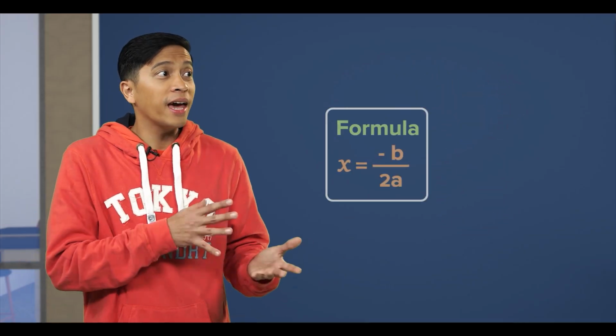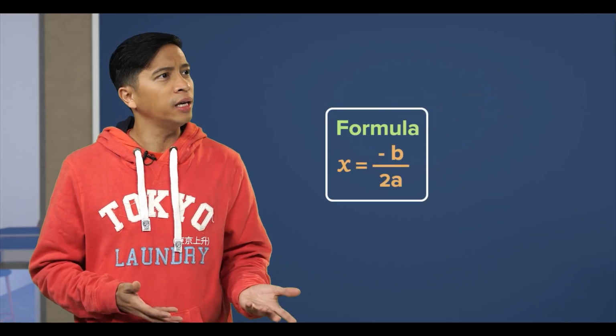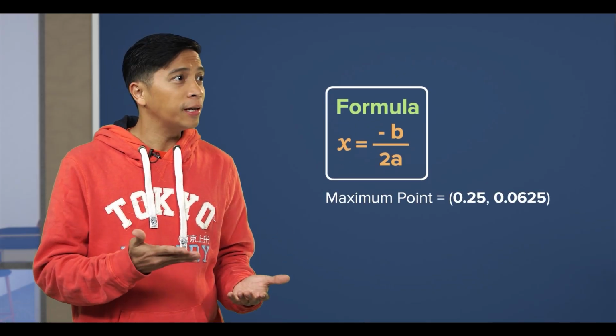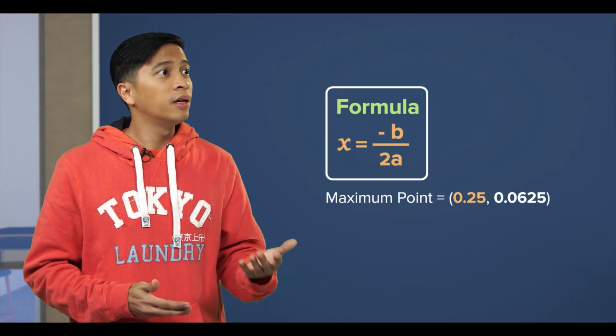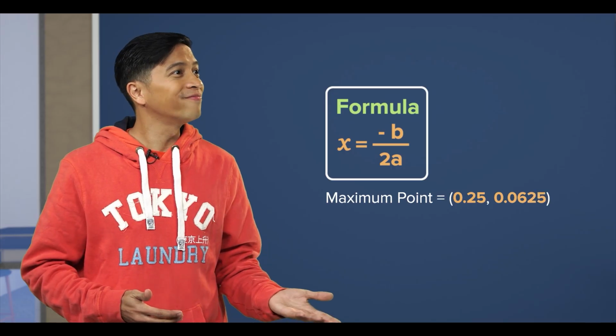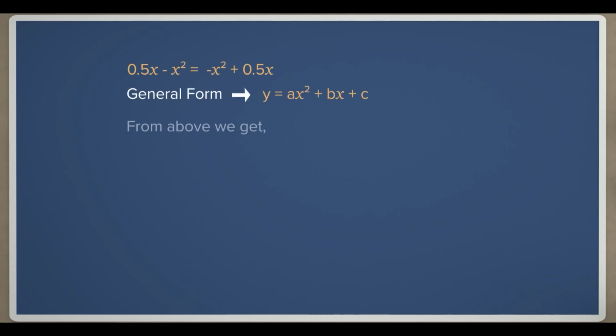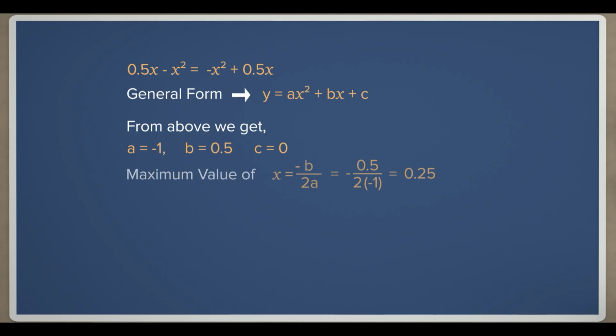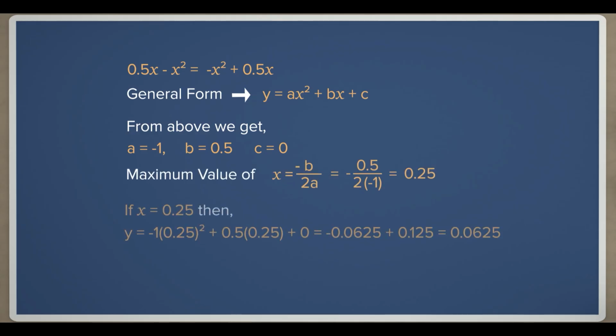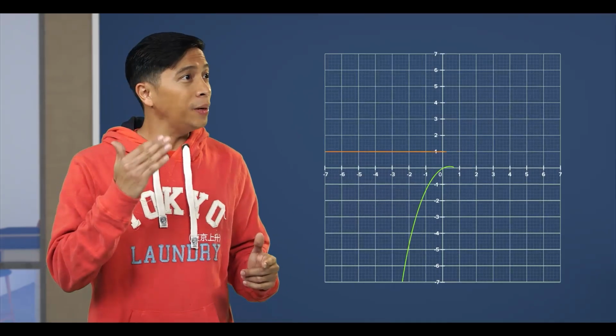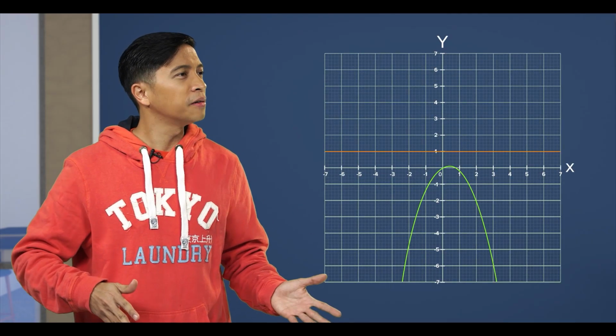Well, actually, this completely makes sense. If we use the formula x equals minus b over 2a, we know that the maximum point is 0.25, 0.0625. So, the highest peak of the curve can never be 1.